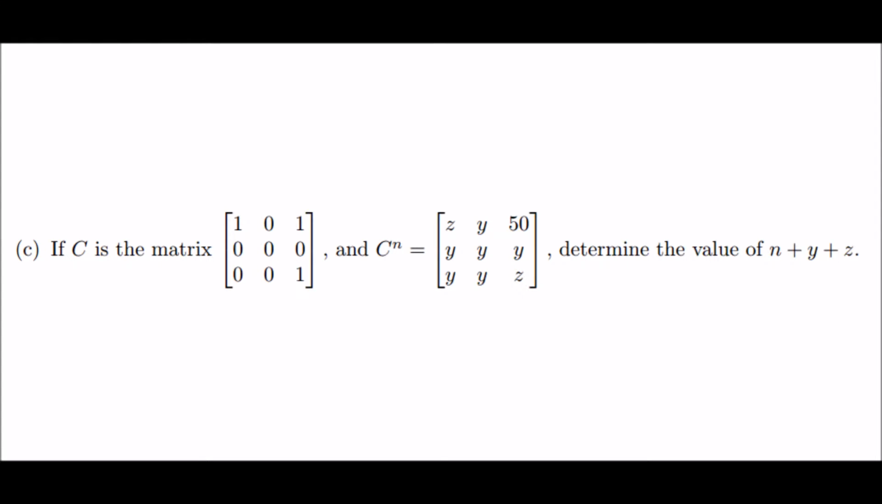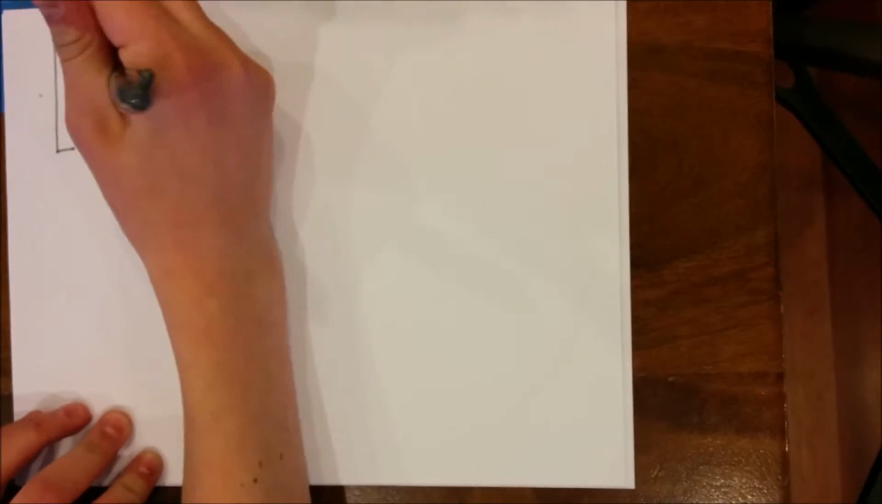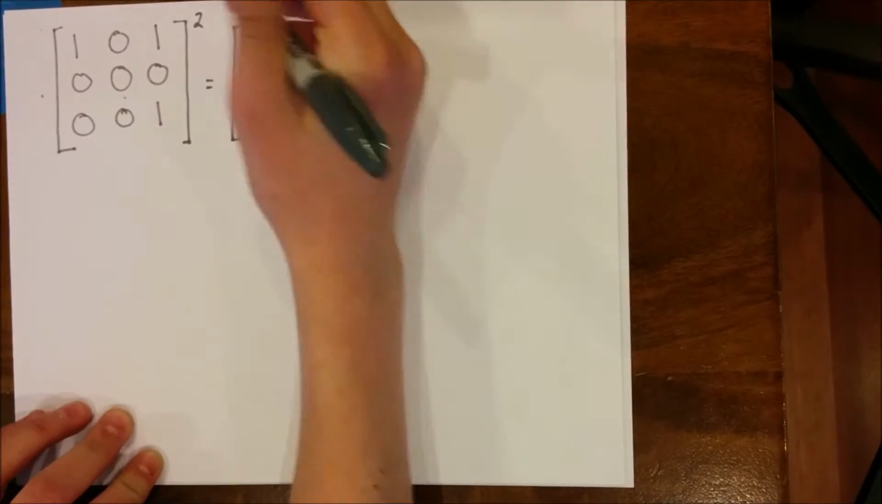Neo, now it's time for the final part in the trilogy. Matrix Revolutions. It will be a revolutionary problem. Given two matrices, C and C to the n, determine n plus y plus z. We apply the same strategy and find a different pattern.